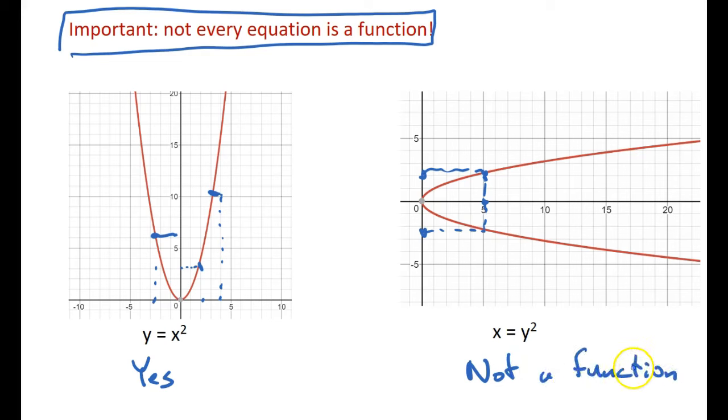And we can simplify this by using something called the vertical line test. If I draw a vertical line anywhere on the graph, and if I move it left to right, if it hits more than one place on the graph, it's not a function. If it only hits one place on the graph, no matter where I drag it, left or right, then it is a function. That's called the vertical line test.